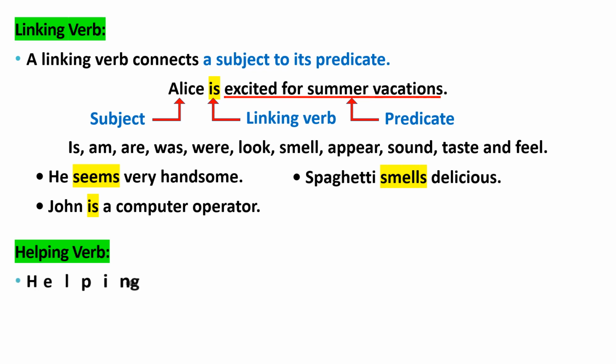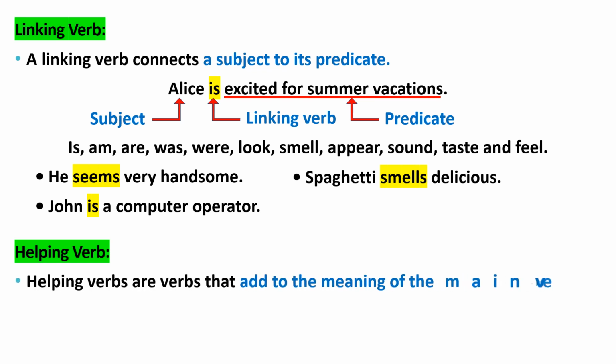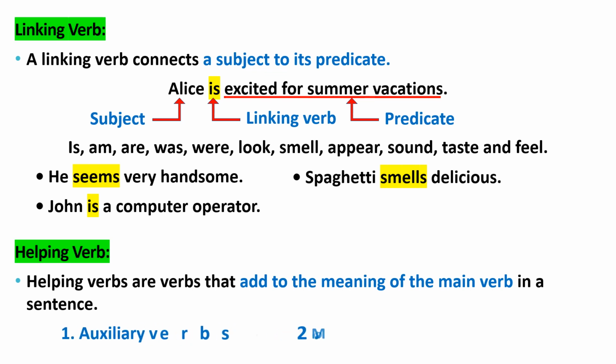Helping verb. Helping verbs are verbs that add to the meaning of the main verb in a sentence. They give more information about the main verb and complete the structure of a sentence. We have two types of helping verbs: auxiliary verbs and modal verbs.